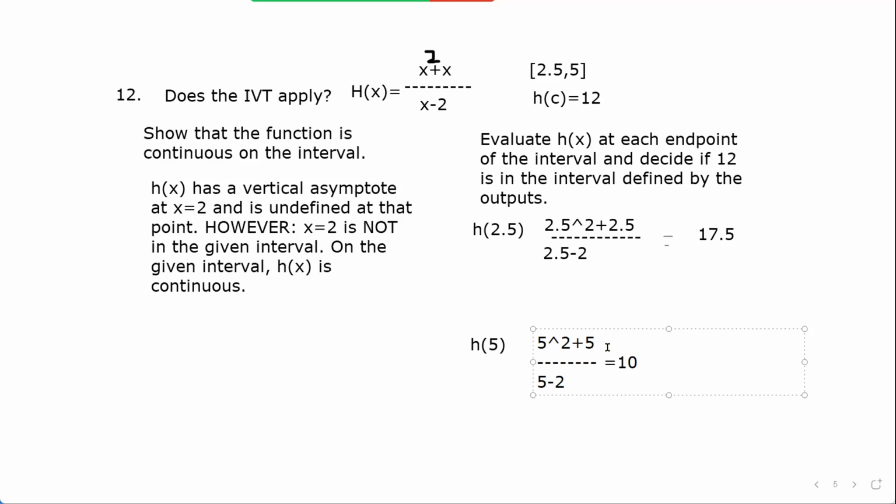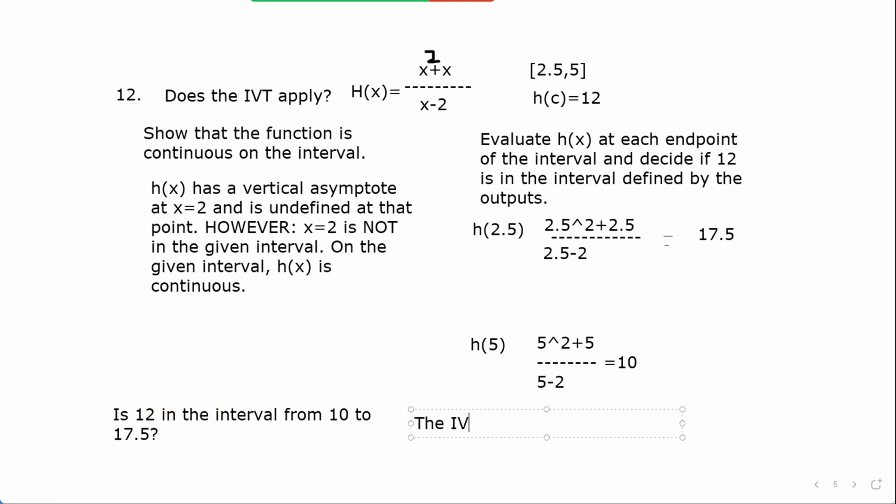Now, the question you should ask is, is 12, remember, the output that I want, in the interval from 10 to 17.5? Is 12 in there? Yes.